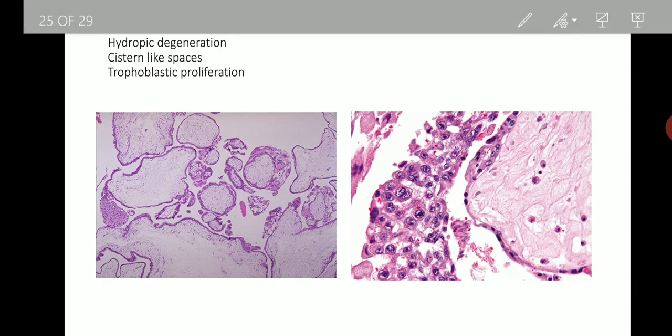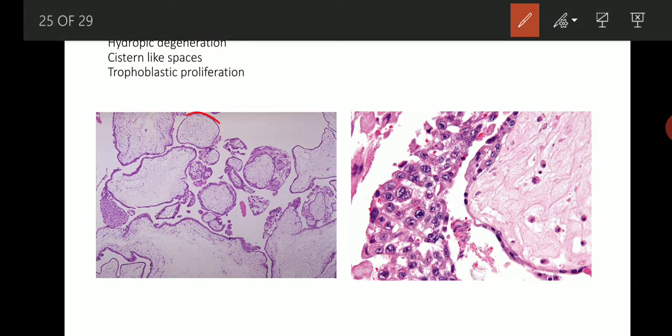Under the microscope, these are those grape like structures which have been cut. These are actually the chorionic villi, which are swollen up and show hydropic degeneration. At the center of this villi, they usually show empty fluid containing spaces known as the cistern like spaces. And this chorionic villi will show you proliferation of the trophoblastic cell all around them. This is known as trophoblastic proliferation.